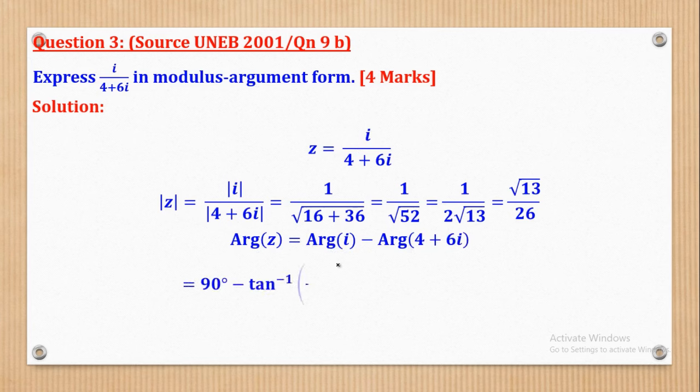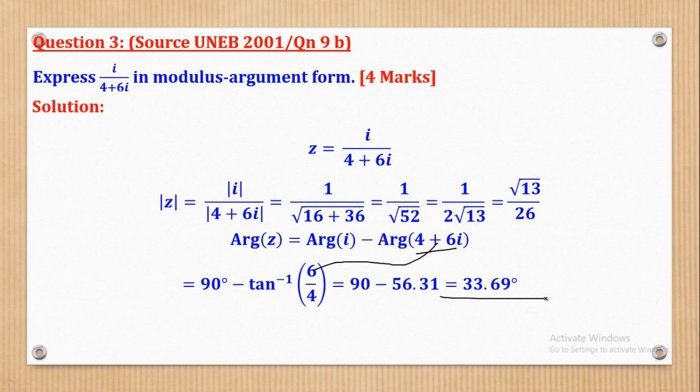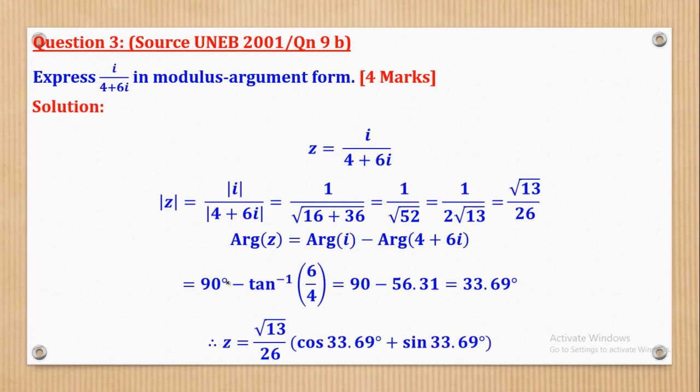Therefore argument of i is 90 because it is purely imaginary. Then this is a positive first quadrant, so it will be arctan that. In the end you come up with 33.69 degrees. Therefore in modulus argument form, modulus is this and argument is that, and that's what they wanted.